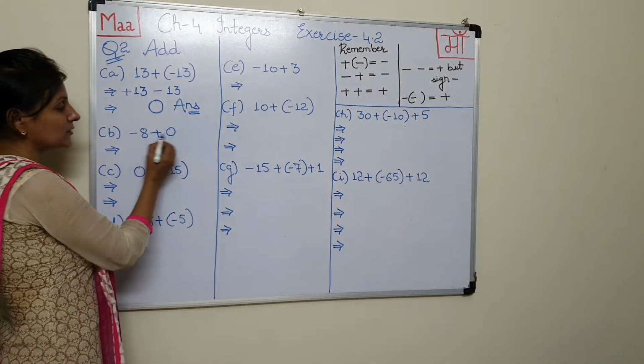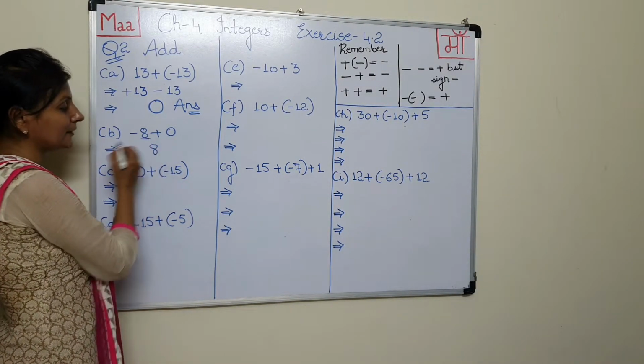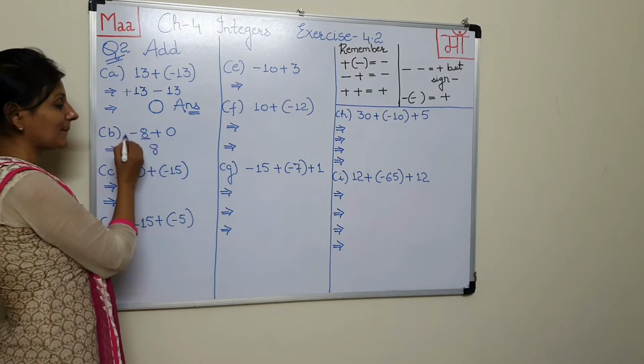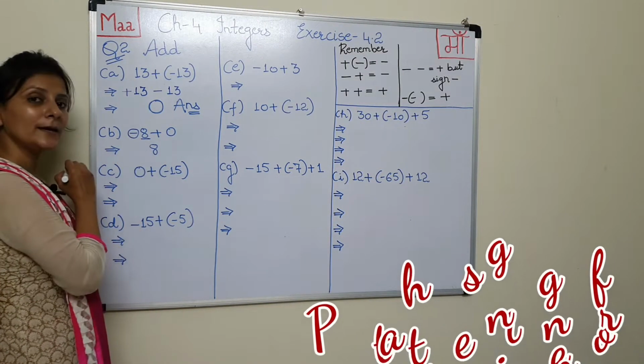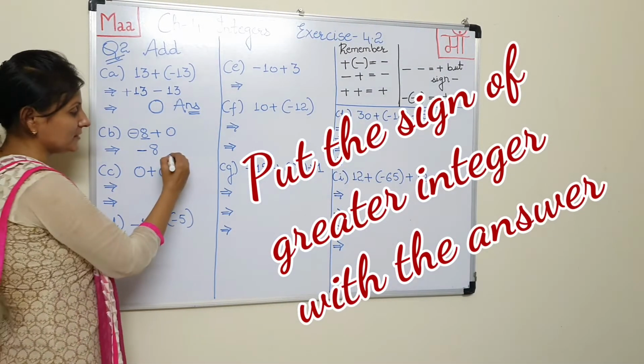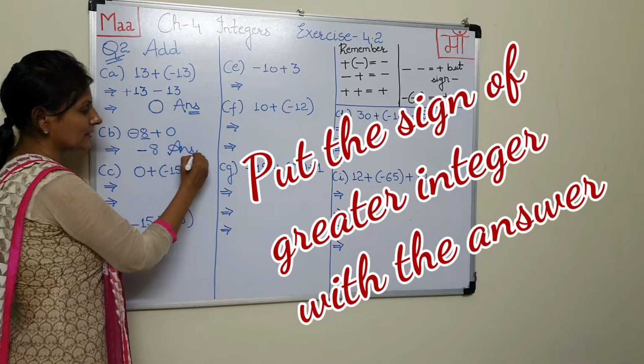Like, between 8 and 0, which number is greater? The greater number is 8. So which sign is there before 8? The sign before 8 is minus. So in the answer also you will put that minus sign. So this will be your answer.